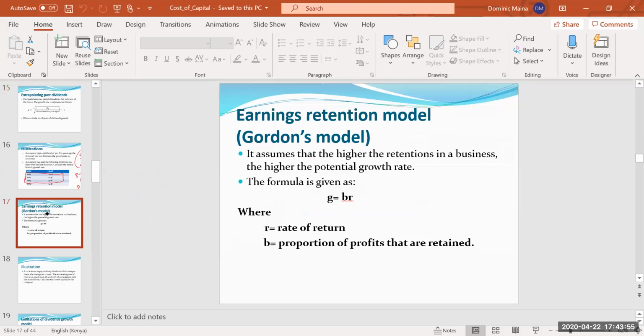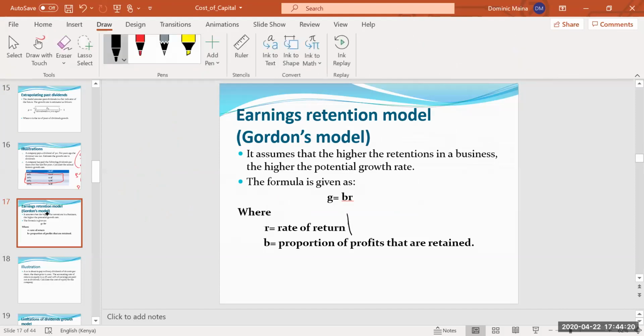On the Gordon's approximation model, or the so-called retention model, we estimate that the future growth in dividend will be influenced by two main factors. There are two main factors that contribute towards future growth in dividend. The first key factor is the return on equity.